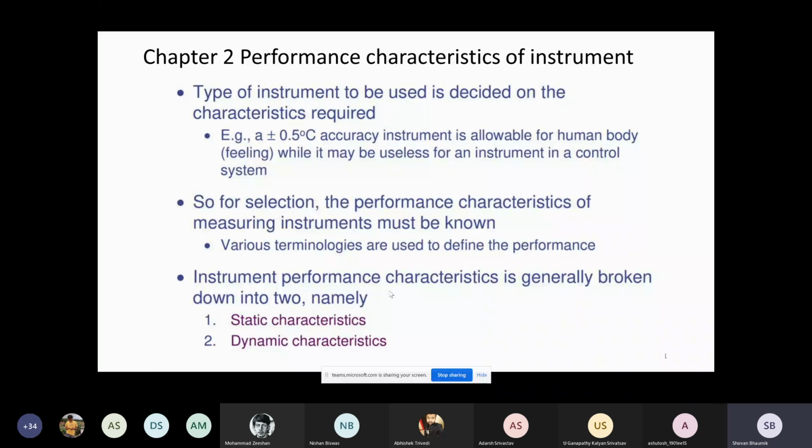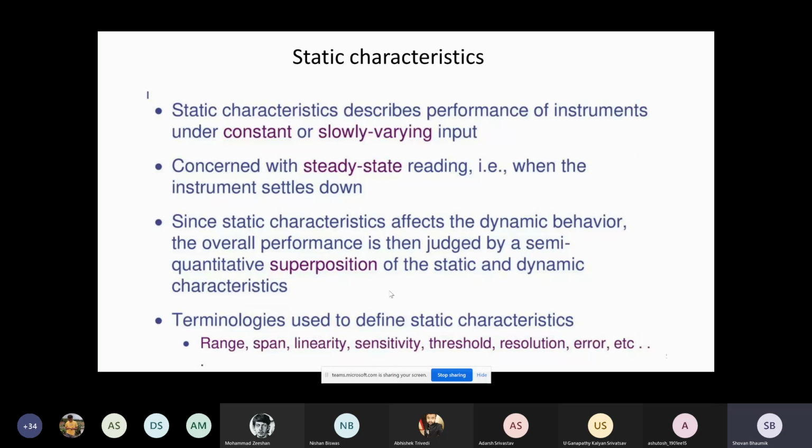Now there may be some cases where you don't know whether the input will be static or dynamic, or it could be mixed. For some part of the time it is static, and for some part of the time it is dynamic. Then both of the things you need to study. Now let's come to static characteristics. What are the static characteristics? Static characteristics describe the performance of an instrument under constant input or very slowly varying input.